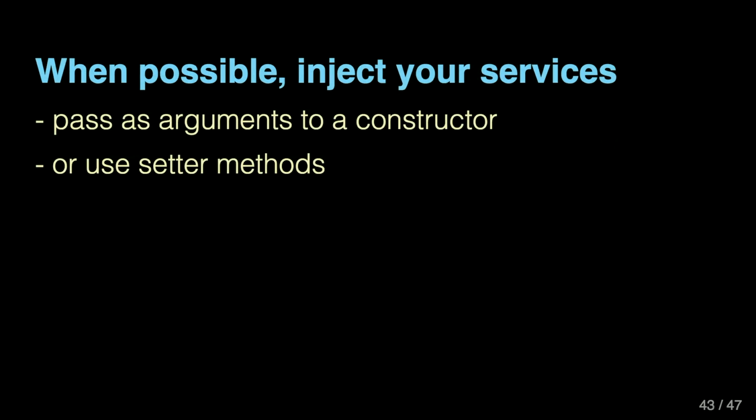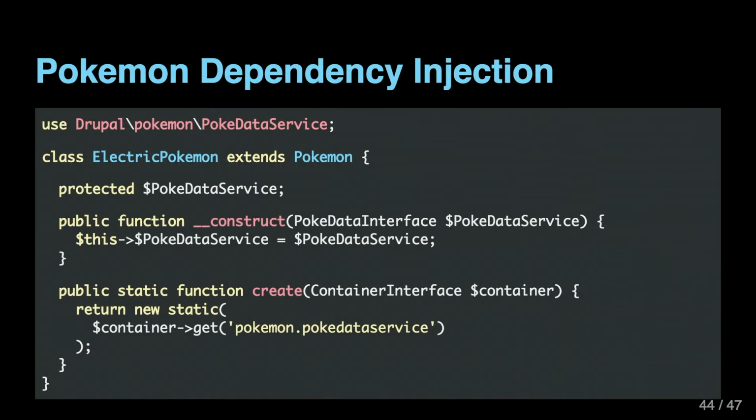And then when possible, you should inject your services with dependency injection, and that's just kind of preferred. To do that, you would pass that service as an argument to the constructor, or you would use a setter method. And we'll look at what that looks like in our Pokemon service. So here you'll see that we have a protected PokeData service variable in our electric Pokemon class. And in our constructor, we have a PokeData interface PokeData service variable. And we're basically setting it to the property that we have. And you'll see that we have a use statement to load that PokeData service into our class.